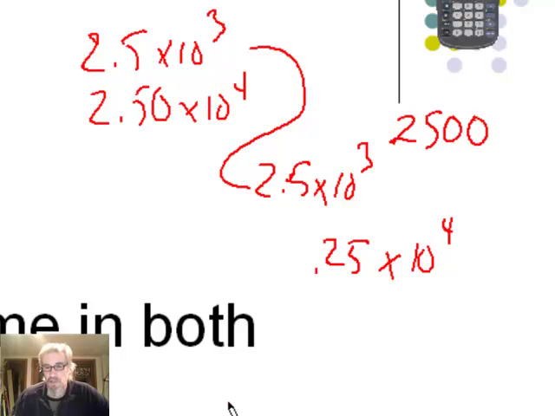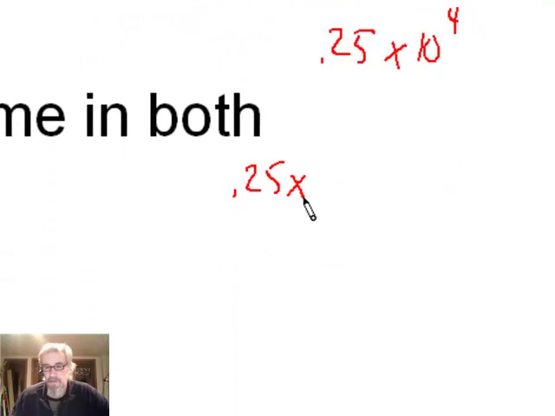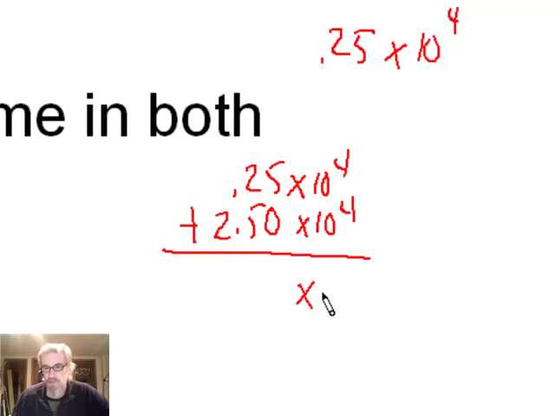Now, putting these 2 numbers together, 0.25 times 10 to the fourth plus 2.50 times 10 to the fourth, and adding, my exponents are going to be the same, 10 to the fourth. Now, it's clear to me where I should round my number. Both of these are good to the nearest hundredth. And so this is going to be 2.75 times 10 to the fourth.